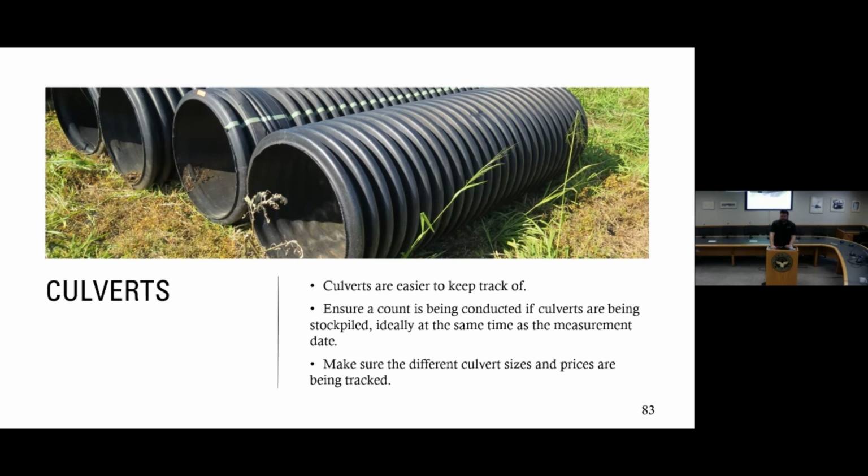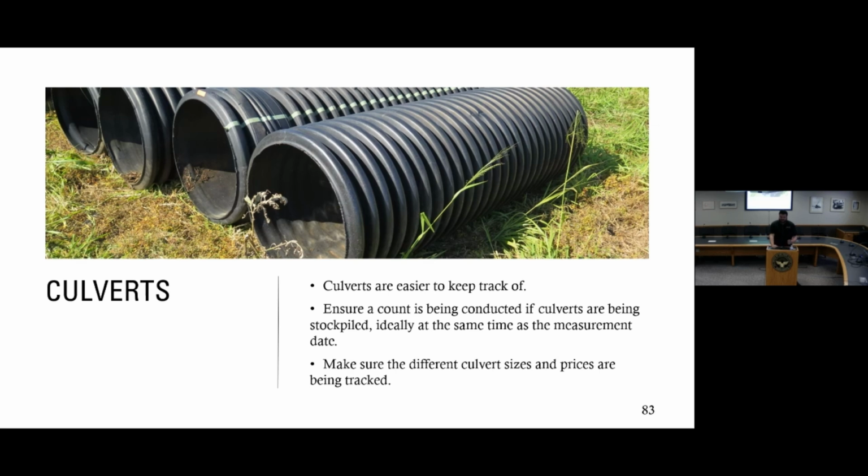Culverts are easier to keep track of just because they're not a million pieces of tiny rock like gravel is. And just note, I'll stress this enough, with culverts you only have to worry about including them in your inventory count if you have them on hand. If you just buy culverts and use them right away and you don't stockpile them at your year end, you don't have anything on hand to measure and count. So it's only if you have them stockpiled. If you buy a lot of it at year end, and you don't even take delivery on it yet, you don't have anything on hand to measure.